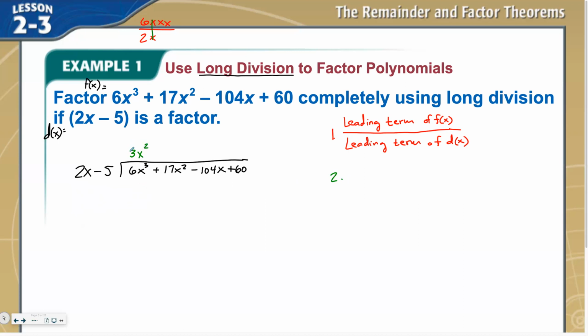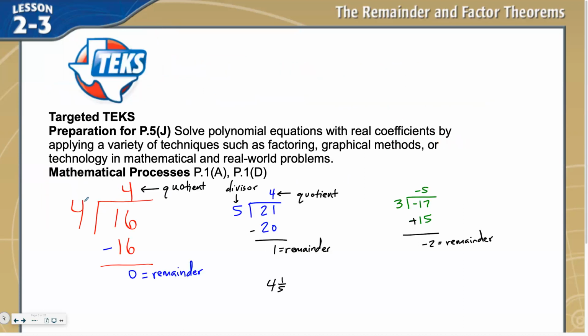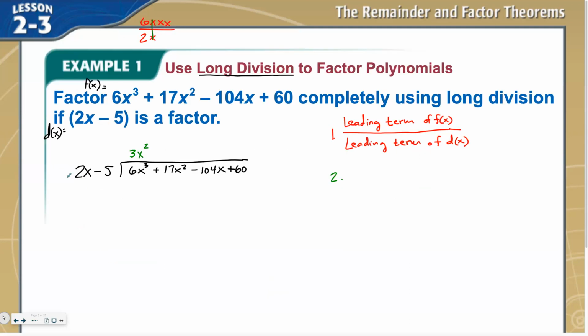What do we do from here? Well, if you remember on this little basic thing, I said we multiply these numbers. Here I have a group. So when you multiply a group, it's called distribute or distribution. So I'm going to distribute. So this 3x squared is going to multiply with 2x and also with negative 5.